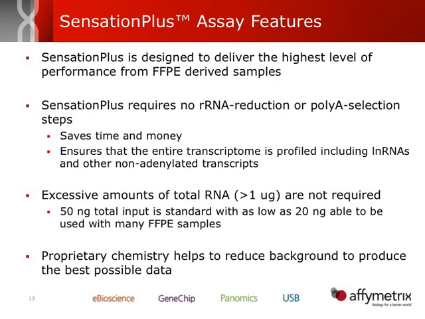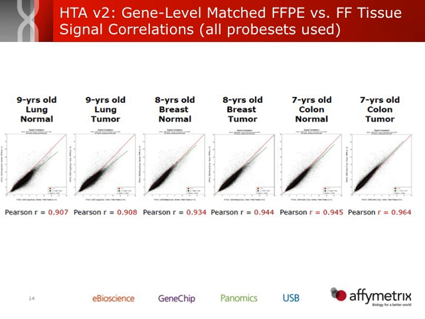And Sensation Plus, as with WT Plus, was designed by Affymetrix, by our product development scientists in our Cleveland facility. So it's a proprietary chemistry, and it's designed specifically to work with the Affymetrix arrays to reduce background and produce the best possible data. So let's look at a little bit of the data here. What we're looking at are Pearson correlations at the gene level, FFPE versus fresh frozen tissue. And we have 3 cohorts here. There's a 9-year-old set, normal and tumor, an 8-year-old set, normal versus tumor, and a 7-year-old set, normal versus tumor.